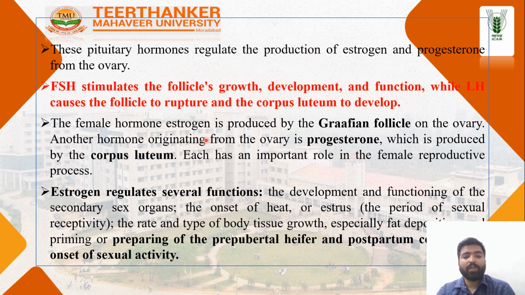The female hormone estrogen is produced by the Graafian follicle in the ovary. Another hormone that originates in the ovary is progesterone, which is produced by the corpus luteum and has an important role in reproduction. Estrogen regulates several functions like development and function of the secondary sex organs and onset of heat, the estrous cycle. We will discuss the estrous cycle further in the next slide.